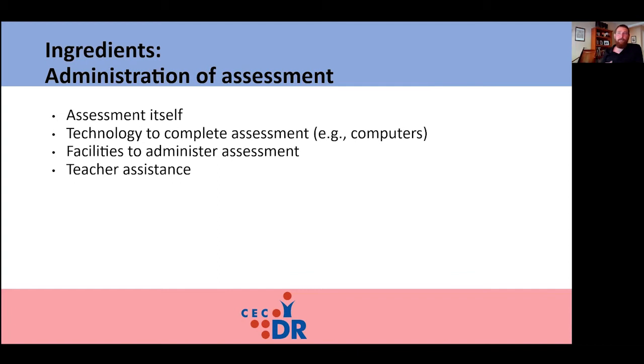Next, you have to have some sort of technology to complete the assessment. So computers, mobile phones, tablets, things like that. Then you have to have a facility to administer the assessment. If it's in a classroom setting, that's what we're talking about here with facilities. And then finally, you need teacher assistants to help the students go through the survey.